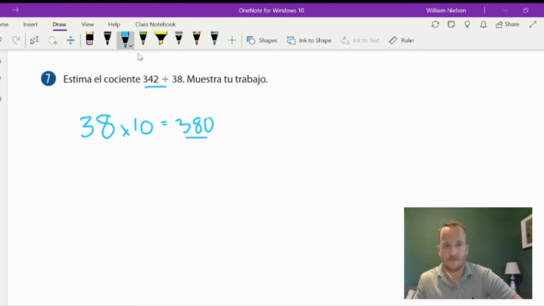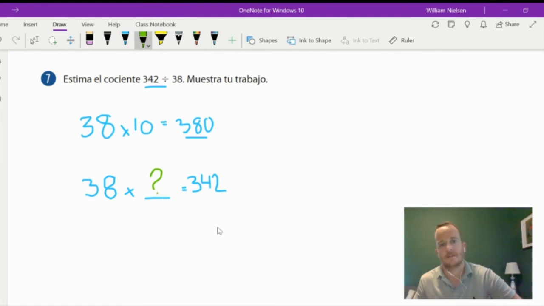Entonces, vamos a escribir eso como multiplicación, ¿verdad? Y si escribimos eso, vamos a tener 38 por un número es igual a 342, ¿ok? Si tú tuviste que averiguar qué número vas a escoger, pues tiene que ser menos de 10, ¿verdad? Porque 10 es demasiado. Pero fíjense bien, chicos, podemos hacer una estimación de restar aquí también. 380 menos 38. Parece que va a ser 342, ¿no? Entonces, yo me imagino que la respuesta sería 9, ¿ok?